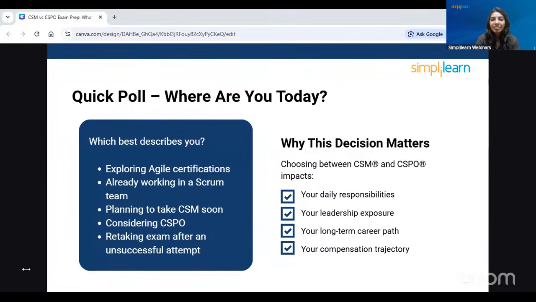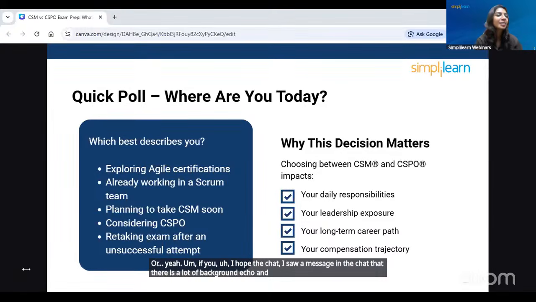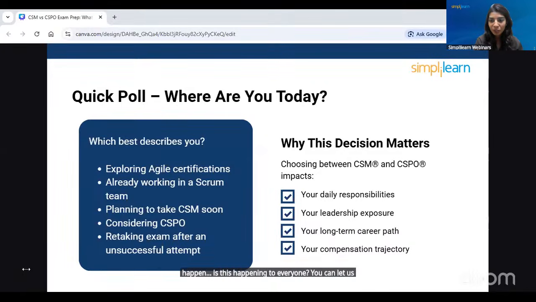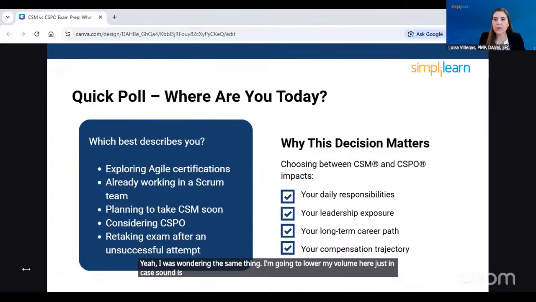Okay. Yeah, I hope the chat... I saw a message in the chat that there is a lot of background echo and lagging. I think this is happening. Is this happening to everyone? You can let us know and we will try to fix it. Yeah, I was wondering the same thing. I'm going to lower my volume here just in case. Sound is okay. So it may be no echo. Okay, good. So it may just be on your end, Christine. Maybe logging out and logging in again could help solve that.